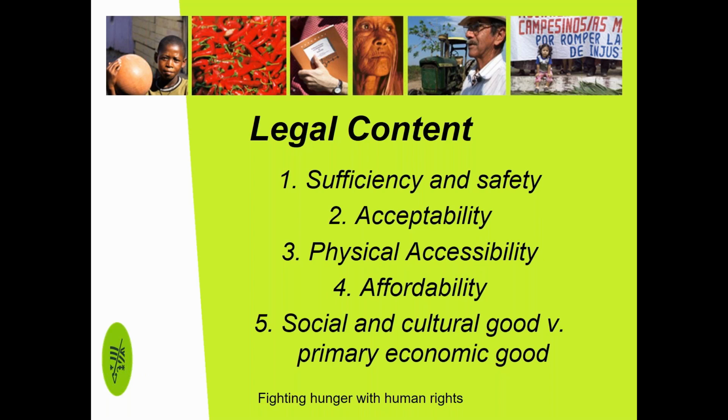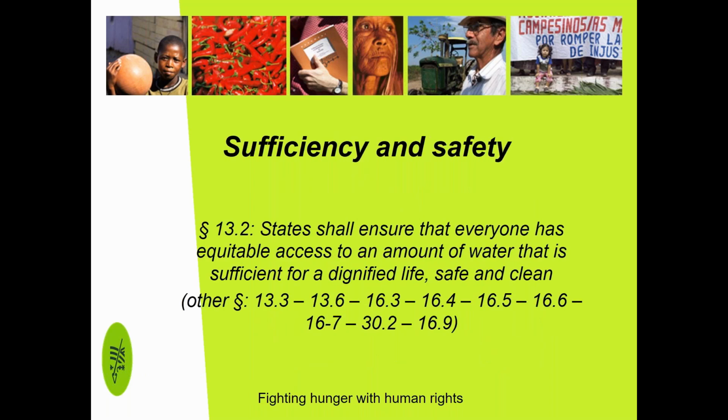These elements of the legal content are sufficiency and safety, acceptability, physical accessibility, affordability, and social and cultural good versus primarily economic good. So basically, what does it mean? When we say sufficiency and safety, you can read it in the guidelines, for instance, in paragraph 13. There are also other paragraphs you can use for your analysis.